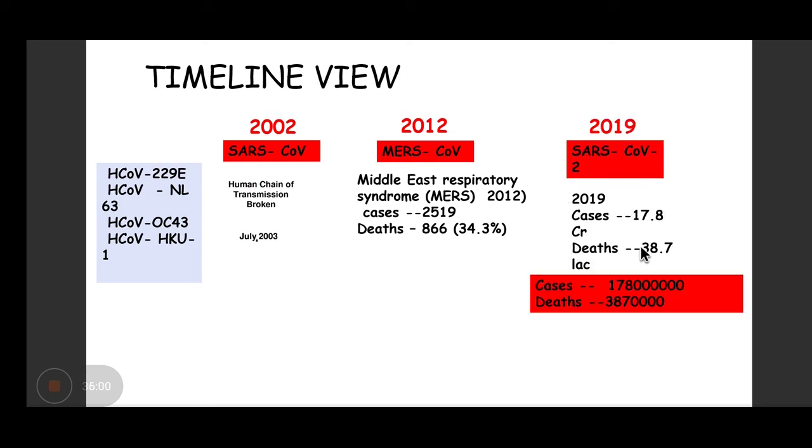And then another variant of coronavirus, SARS-CoV-2, was discovered in Wuhan, China, and till today it has caused 17 crore cases with 38 lakh deaths. So 17 crore cases and 38 lakh deaths worldwide.